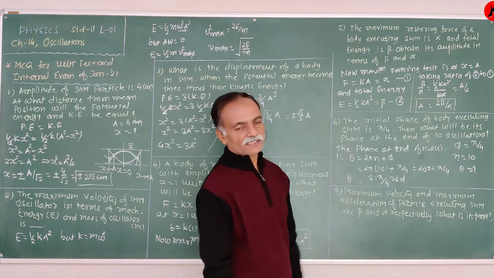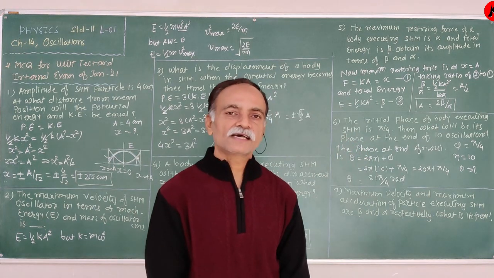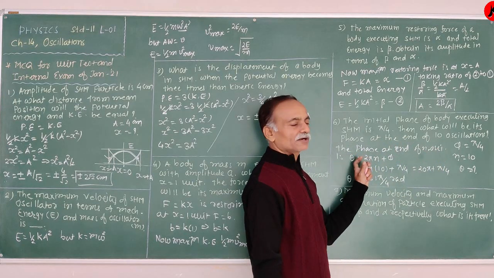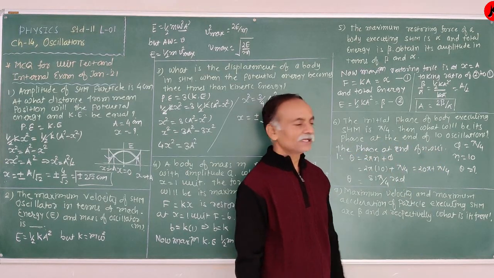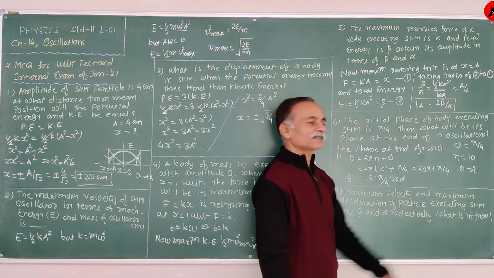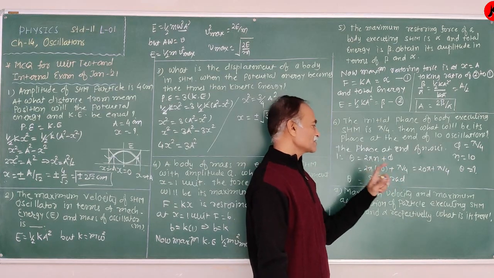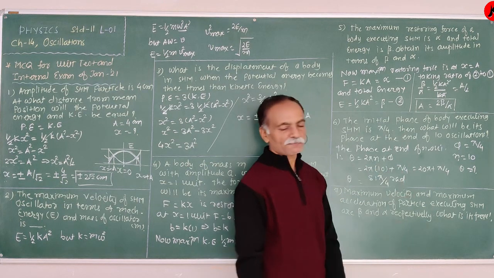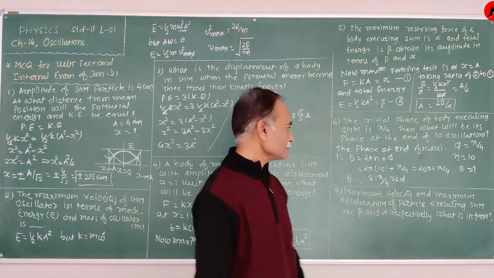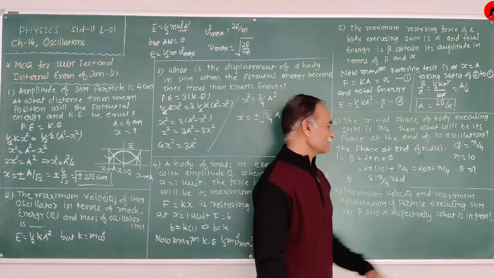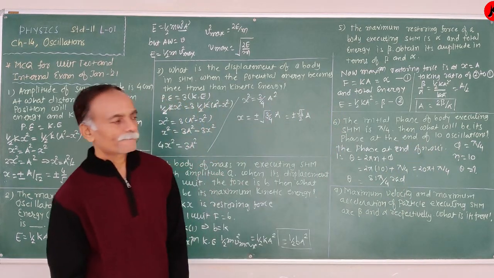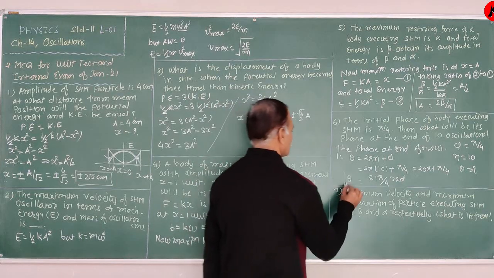Keep in mind this equation. The phase after n oscillations, or the end of n oscillations, theta is equal to 2 pi n plus phi. Phi is the initial phase, that is given as pi by 4. n is the number of oscillations, that is given as 10. Therefore, 2 pi into 10 plus pi by 4. Therefore 20 pi plus pi by 4, that means 81 pi by 4 radian. That is the answer of our question.